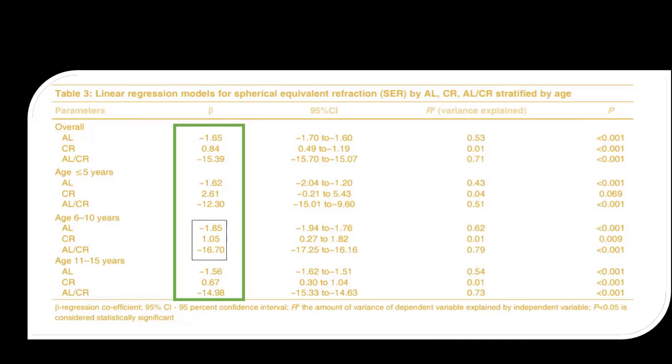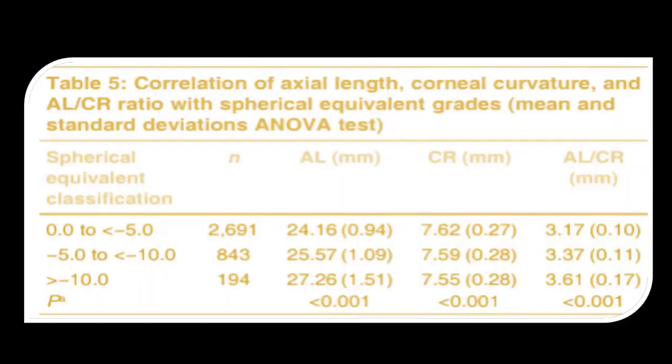1 mm increase in axial length leads to a minus 1.65 increase of spherical equivalent. It was more between 6 to 10 years, which is around minus 1.85. Here, spherical equivalent was compared with axial length, corneal curvature, and axial length corneal curvature ratio. Here also, as the myopia progresses, the axial length, corneal curvature, and axial length corneal curvature ratio increase, which were all statistically significant.